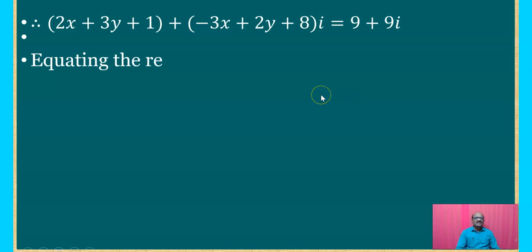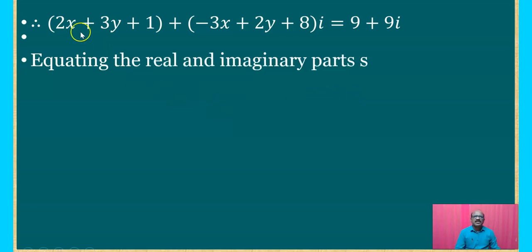Now equate the real and imaginary parts. 2x plus 3y plus 1 is equal to 9.